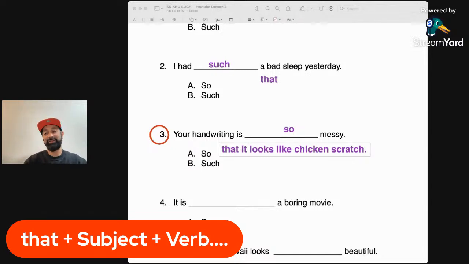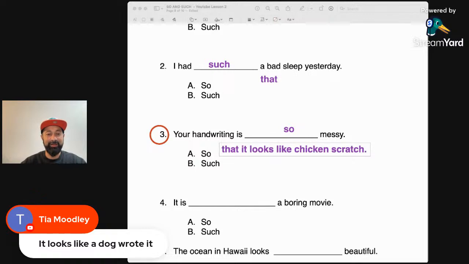We never use it to talk about anything else. You only use it to talk about handwriting. Tia has an answer here. Your handwriting is so messy that it looks like a dog wrote it. Nice, nice. Yeah, so similar. We're using animals here. Okay, that was our warm-up.